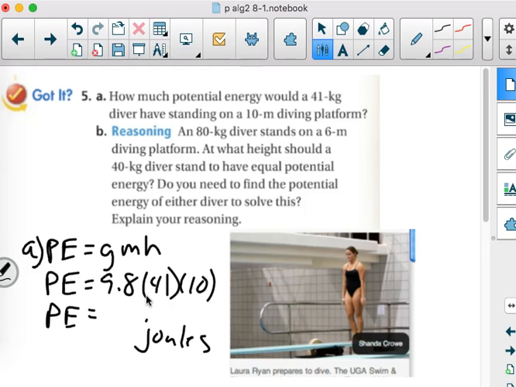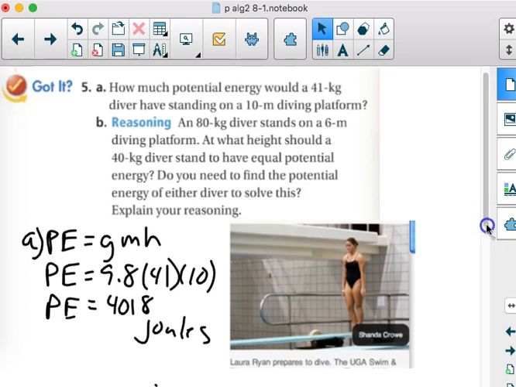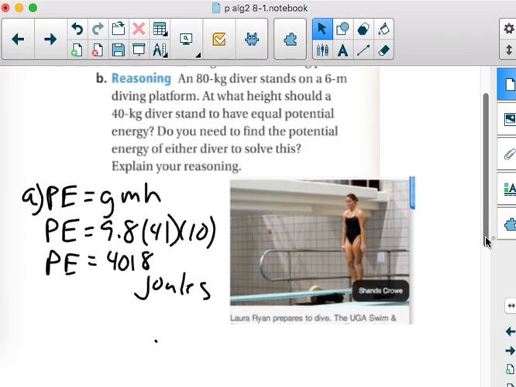4,018 joules. Now, the picture in your note packet, I changed that because, I don't know if you know this, but this is Laura Ryan. She was actually a student I had years ago from Elk River. She is diving for the U.S. Olympic team. So that's her. Laura Ryan from Elk River. Kind of sounds like a name that fits, doesn't it?